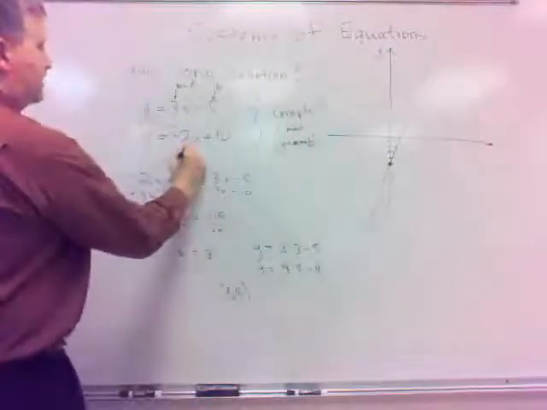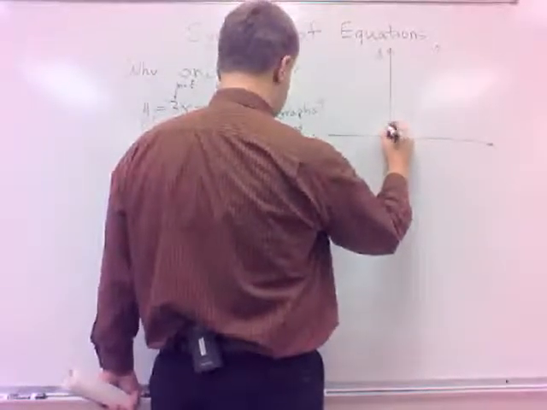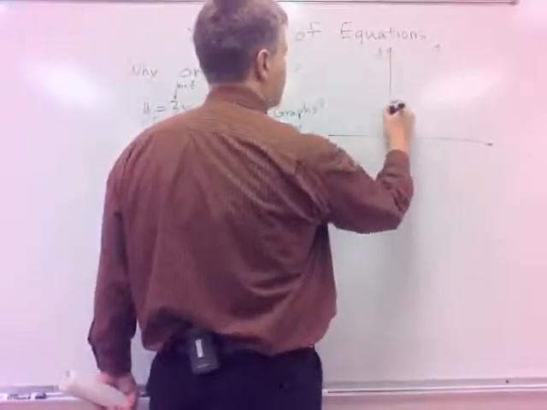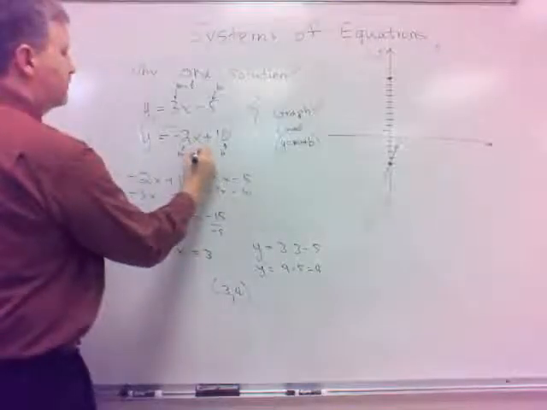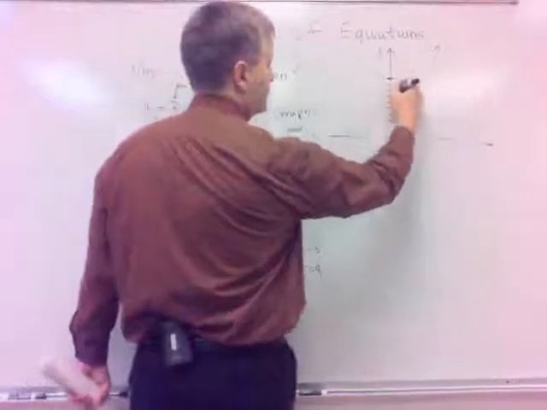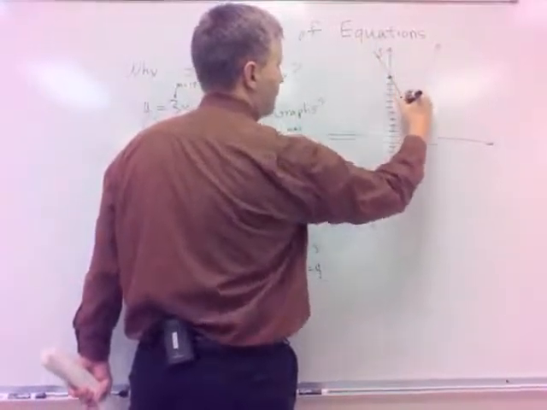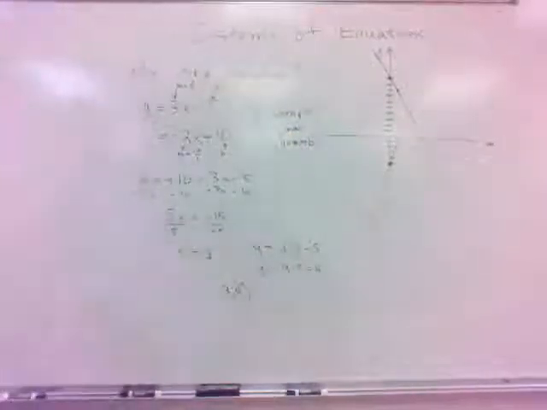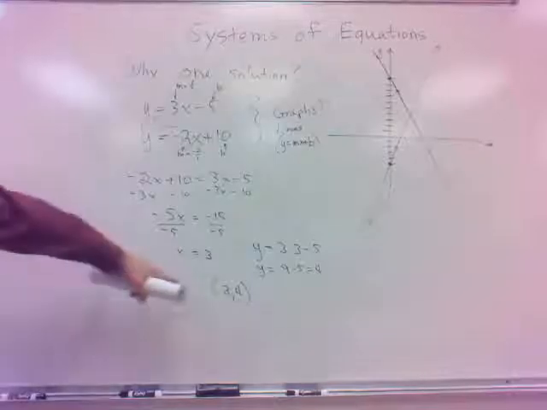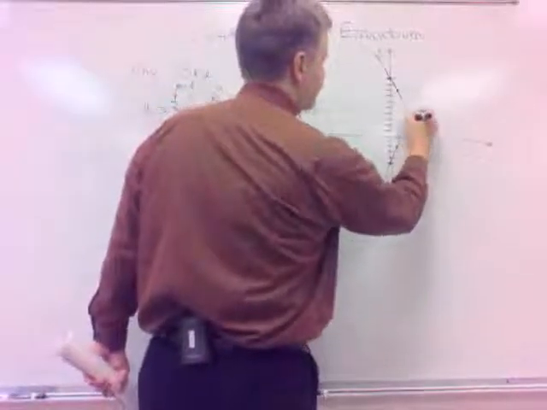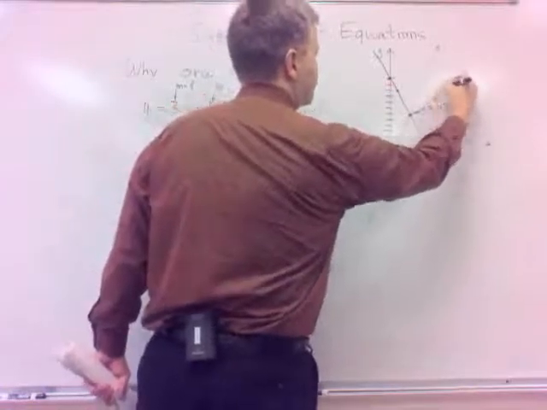Now the other one has slope negative 2 and y-intercept 10. Its slope is negative 2 over 1, so let's go down 2 and run 1. So that's there. And hey, look at that. Guess what? They cross. Guess where they cross? At (3, 4). This intersection point is the solution to the system.